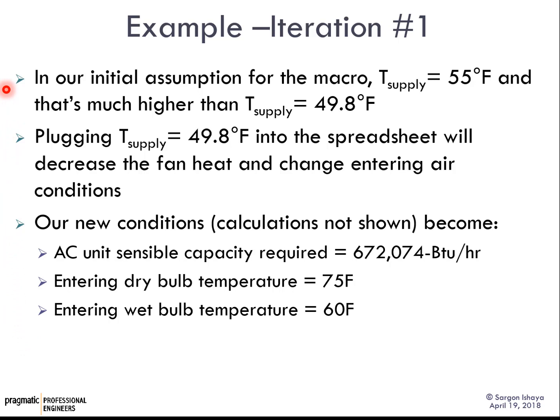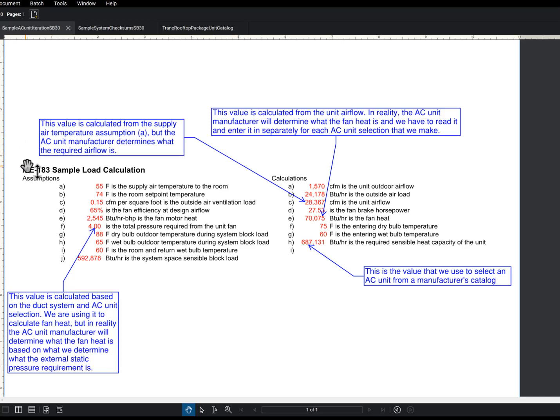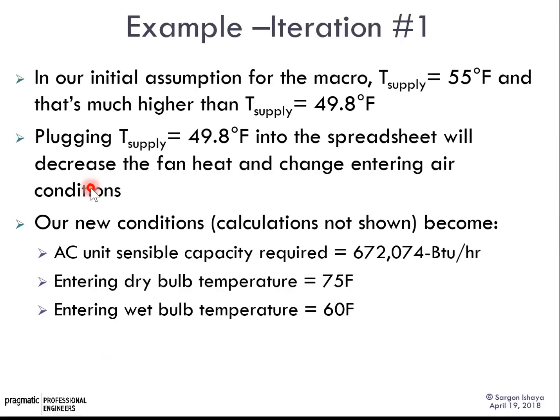So our initial assumption of 55 degrees is much higher than 49.8. So we plug 49.8 into the spreadsheet and recalculate the numbers. What that would mean is you would come back to this spreadsheet and you would enter in this cell, assumption A, 49.8 degrees. What that would do is it would update all of these numbers. And once it updates all the numbers in the spreadsheet, you'll get new conditions, new fan heat and so forth.